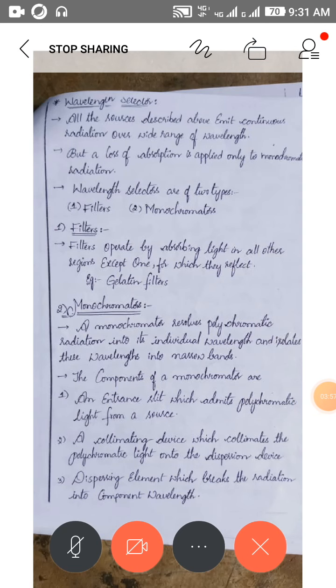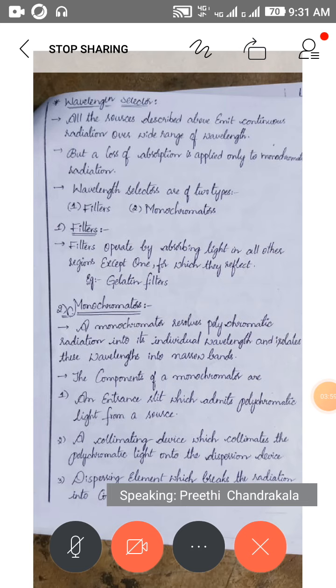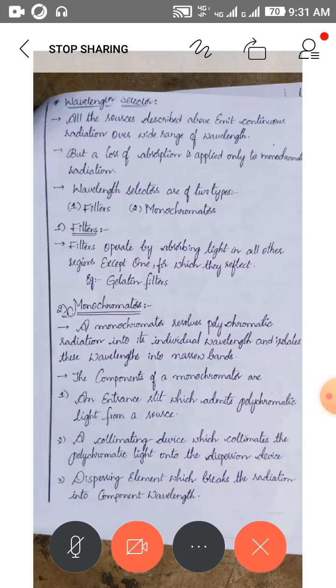Next one is the wavelength selector. All the sources described above emit continuous radiation over a wide range of wavelengths, but the law of absorption is applied only to monochromatic radiation. Here wavelength selectors are mainly of two types. First one is filters and the second one is monochromators.